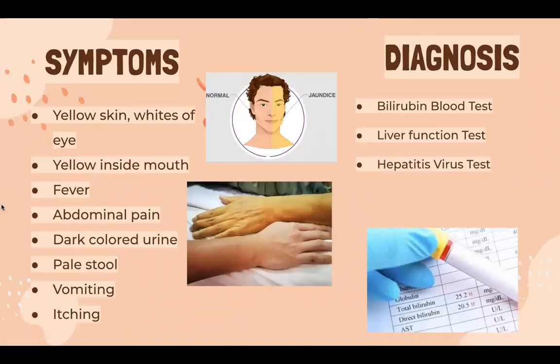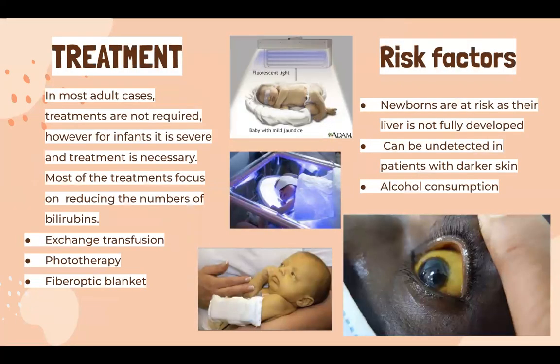So the symptoms are yellow skin, whites of eyes, yellow inside the mouth, fever, abdominal pain, dark colored urine due to too much bilirubin, or pale stool because not enough bilirubin is being excreted, vomiting, itching. And the tests that can be used to diagnose jaundice could be a bilirubin blood test to see how much bilirubin is present in blood, or a liver function test, or a hepatitis virus test to see if the liver is responsible for the jaundice.